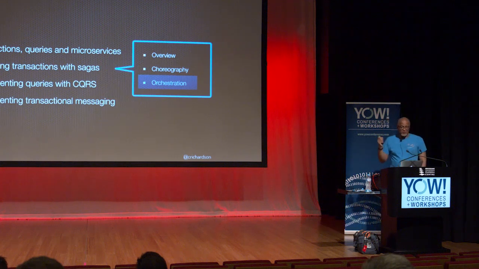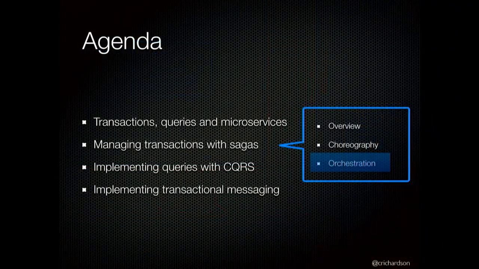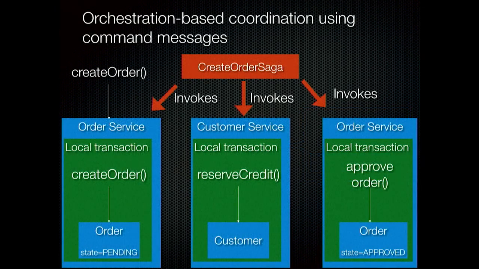So the other option is to use orchestration, and that's simply where you have an orchestration object that tells the participants what to do. As you're going to see, the customer service is told to reserve credit, and then the order service is told to approve the order. So instead of a service just saying, well, I've done this, now the participants are being told what to do.